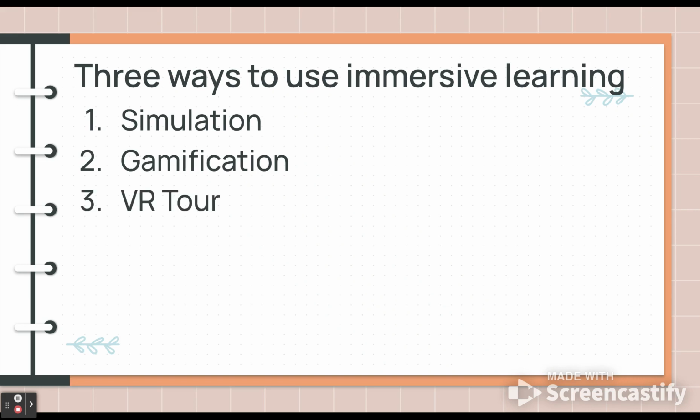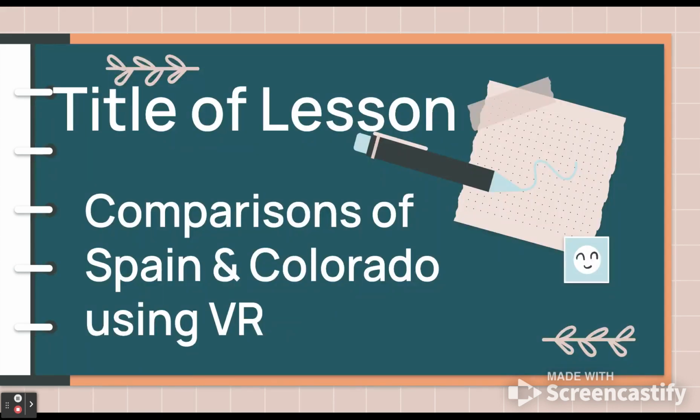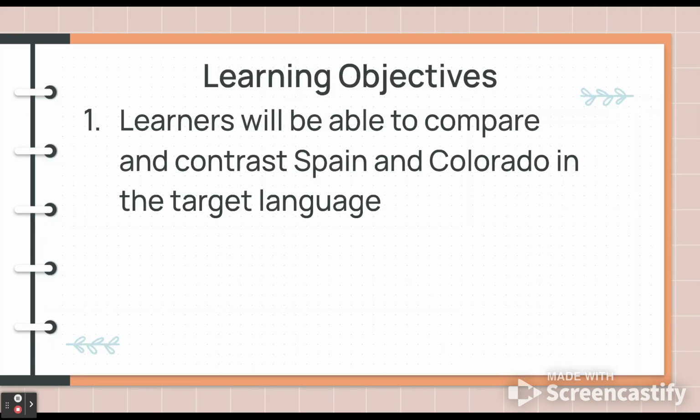And I'll get into the explanation here so you can understand it a little bit better. But the title of this lesson is Comparisons of Spain and Colorado Using Virtual Reality. So the objectives are learners are going to be able to compare and contrast Spain and Colorado in the target language. Target language for this class would be Spanish. Obviously, you could do any country of origin with a state or city in the United States to make it more comparable, but this is for Spanish.